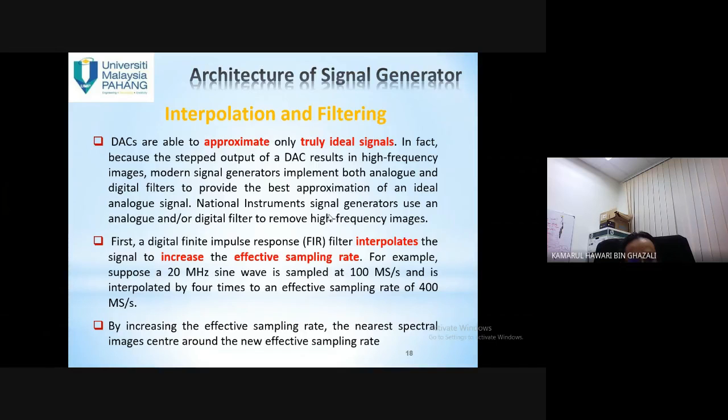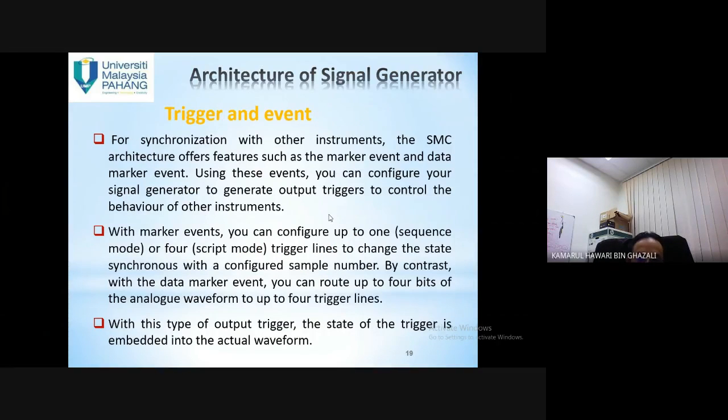First, a digital finite impulse response filter interpolates the signal to increase the effective sampling rate. By increasing the effective sampling rate, the nearest spectral images center around the new effective sampling rate. Next is trigger and event. For synchronization with other instruments, the SMC architecture offers features such as marker events and data markers. With this type of output trigger, the state of the trigger is embedded into the actual waveform.